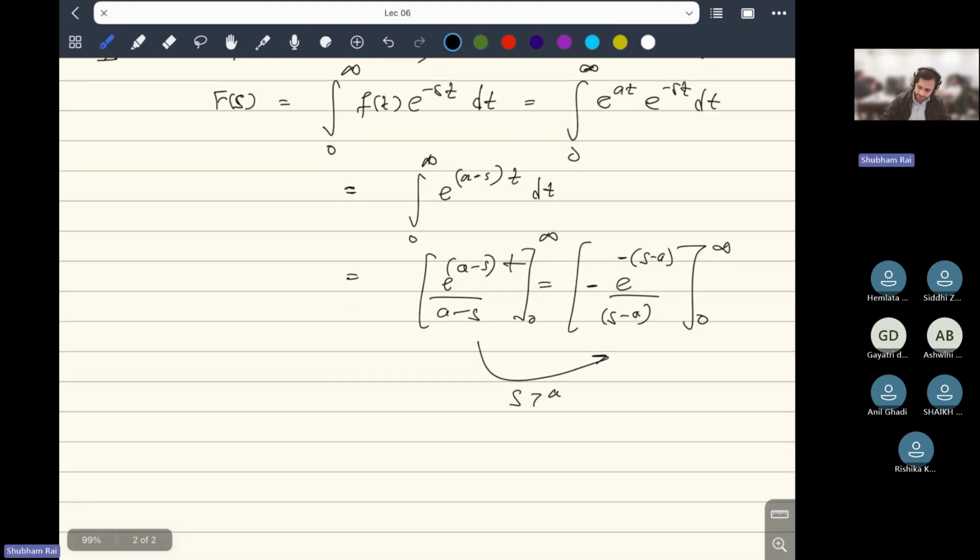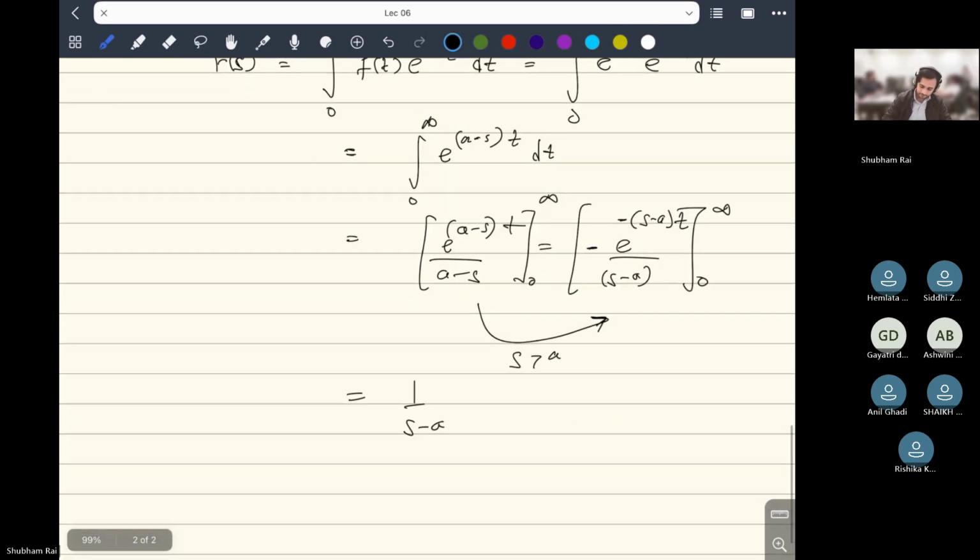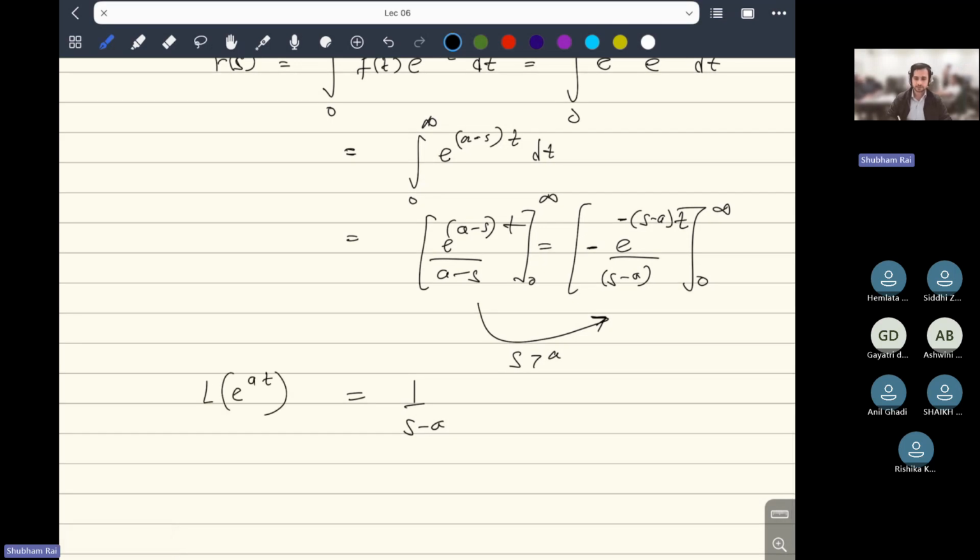We have assumed that s is greater than a, so that only then you can write it like this, because s minus a now is a positive quantity. And now if you put the limits, the exponent will be minus infinity, because s minus a is a positive quantity and t is infinity. E raised to the power minus infinity will be 0, and then minus e raised to the power 0, that will be 1. So finally you will get 1 over s minus a. So we say that L of e raised to the power at is 1 over s minus a.